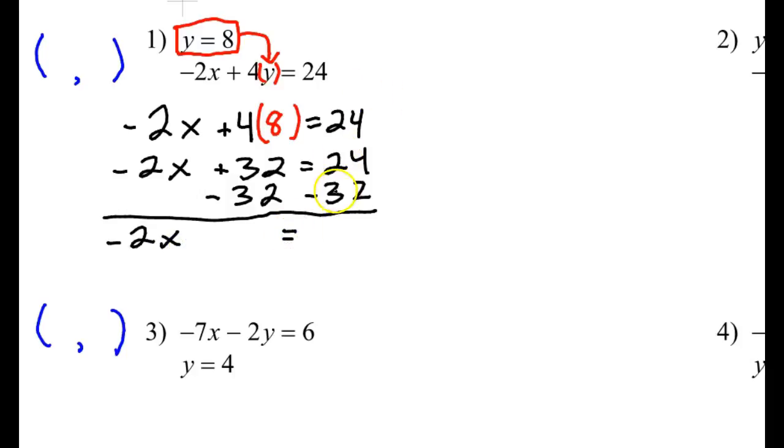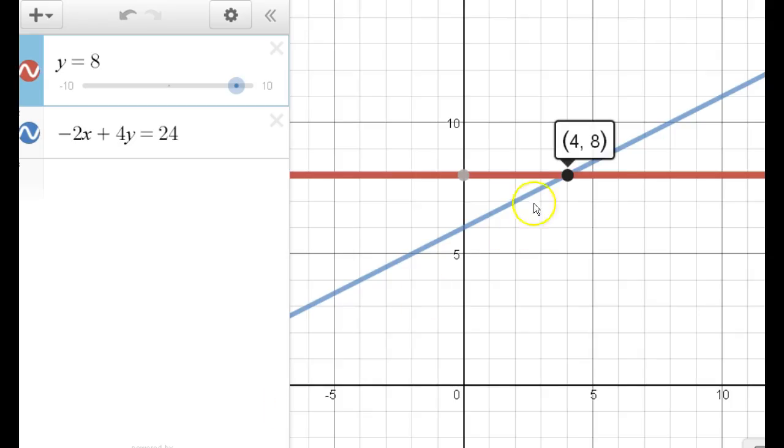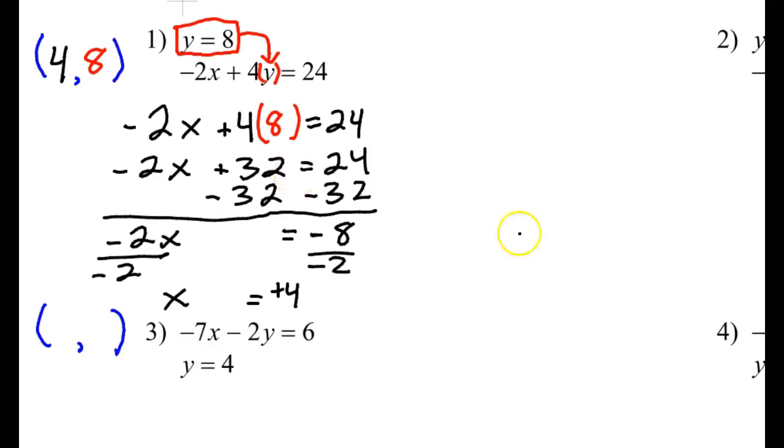What is 24 minus 32? Negative. Yeah, so it'll be a negative. And then divide by negative 2. So x equals positive 4. Negative divided by negative is positive. So I know my x is 4. And we already have the y. Y is equal to 8. So there's the answer, the same answer we got from before. Right? 4 comma 8, but we're able to do it without the graph. And that's the goal of all these problems, is to do it without the graph.